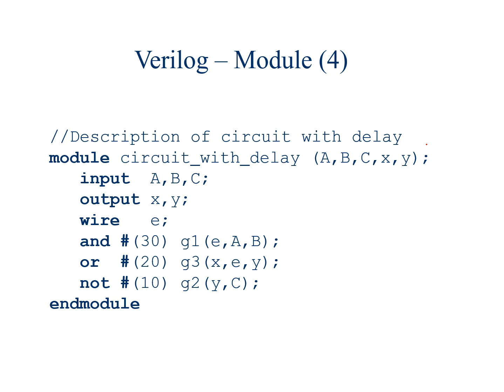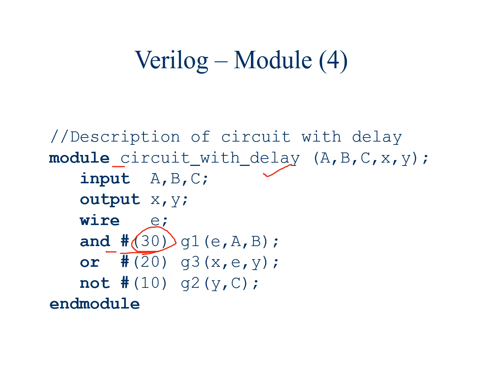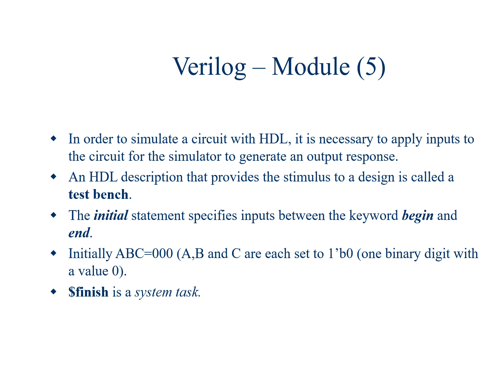See here, I am defining it with the delay. See, module circuit with delay. The same circuit is utilized here, but we are adding the delay. See here, I am using AND with hash 30, which means a 30 nanoseconds delay. And similarly for OR, I am giving 20 nanoseconds. Similarly for NOT, I am giving 10 nanoseconds. With delay, I am working with the Verilog modules.